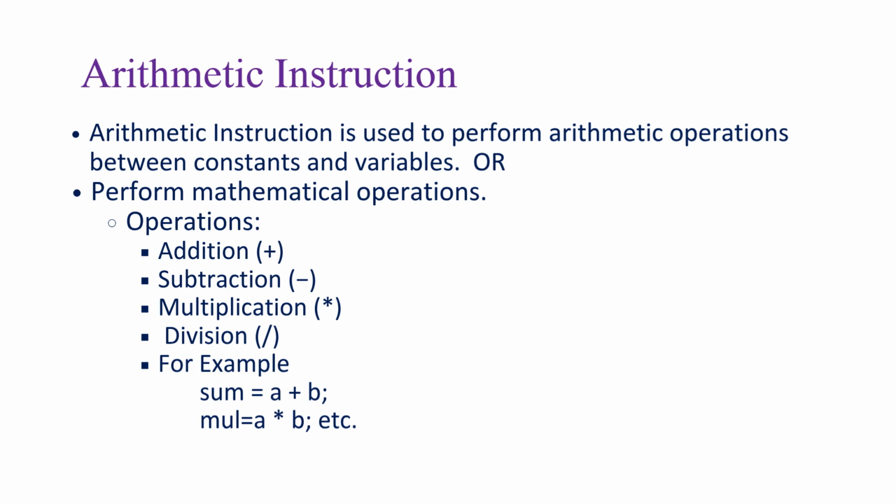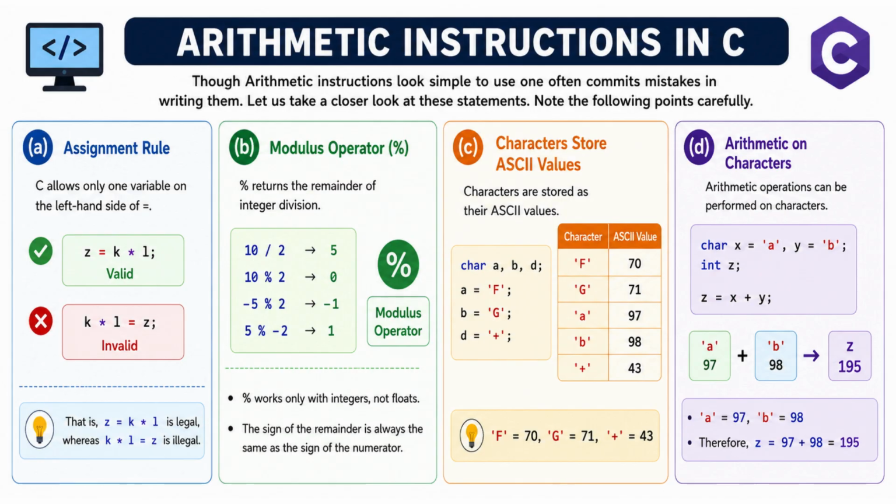For example, sum equals a plus b, or multiplication equals a multiplied by b. Let's now discuss the rules of arithmetic instruction in C, and how we can write them correctly. Though arithmetic instructions look simple to use, one often commits mistakes in writing them. Let us take a closer look at these statements. Note the following points carefully.